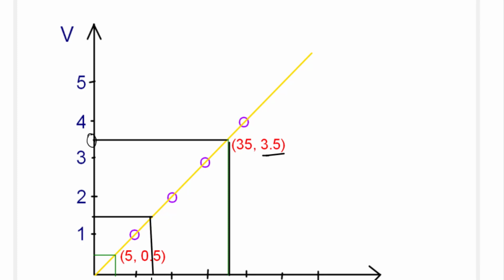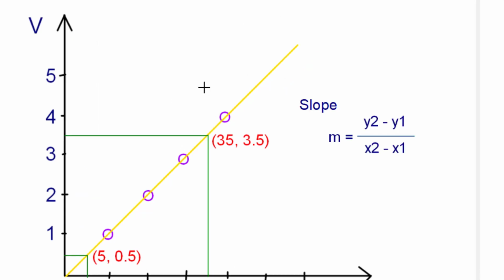So it is roughly 15. So this is how we can get the unknown values. Now generally when we draw the graph, we are interested in the slope of the line. So how do we find the slope of the line?